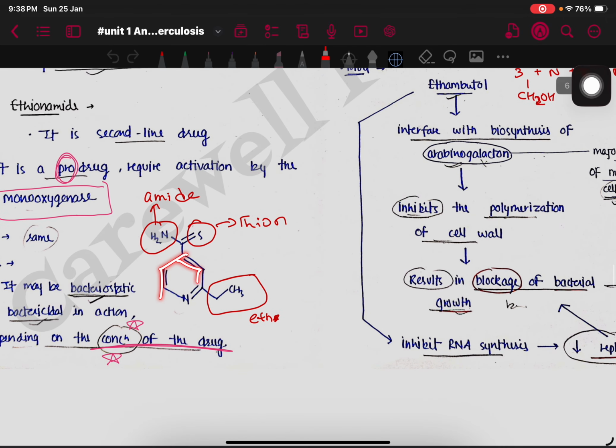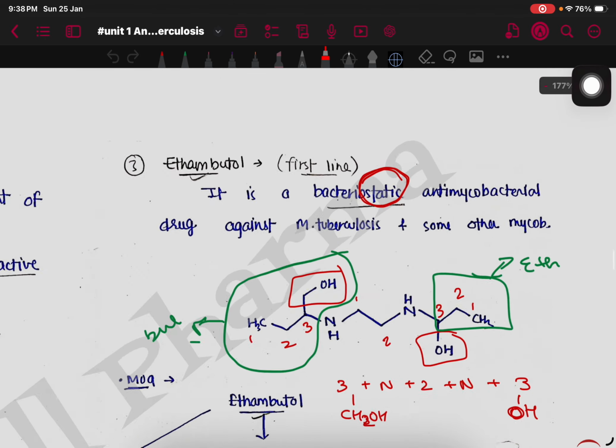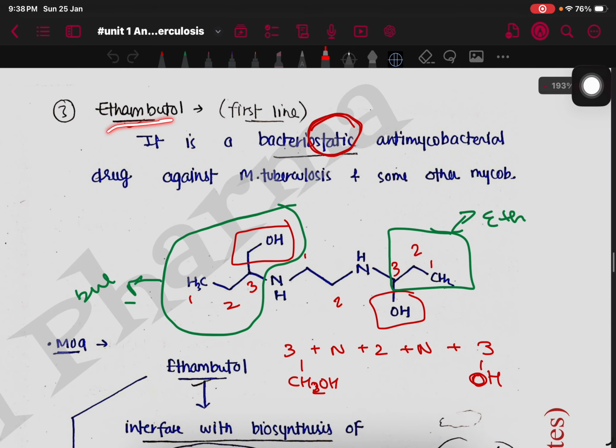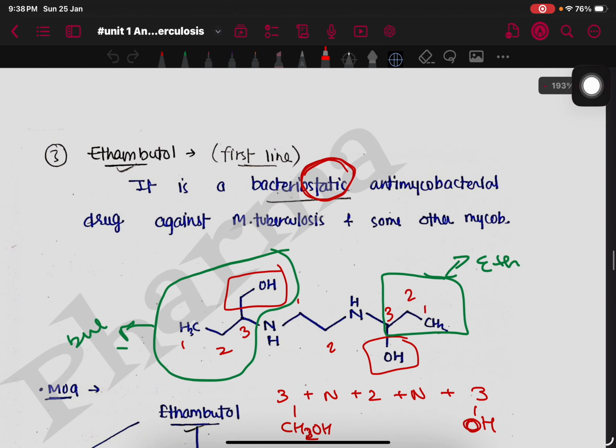This is a pyridine with ethyl. See, this is ether. Thio means S, and amide is amide. Then we have ethambutol. Make sure not to be confused between ethionamide and ethambutol. Ethambutol is a first line drug.